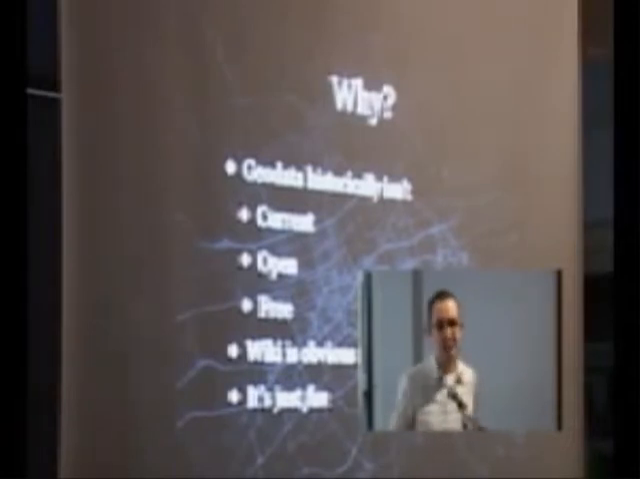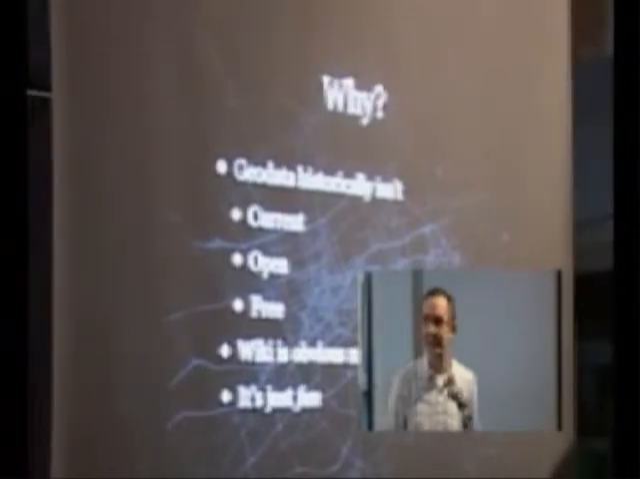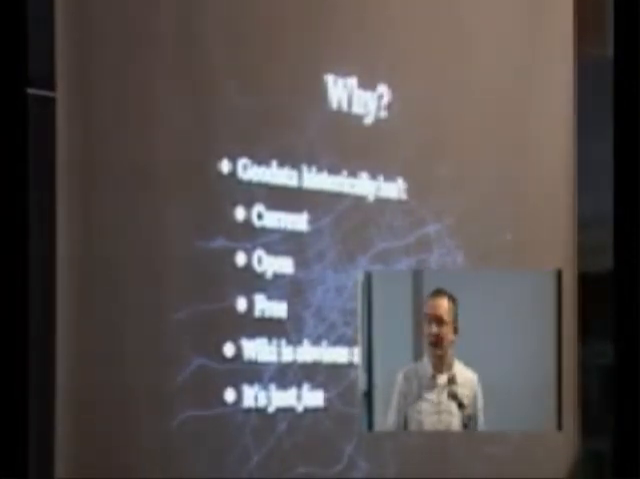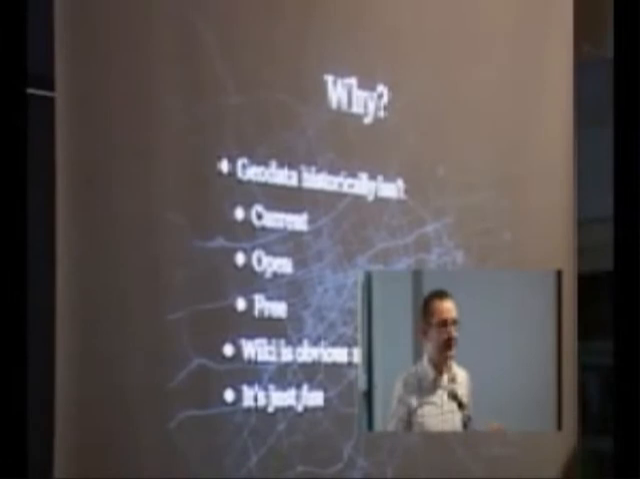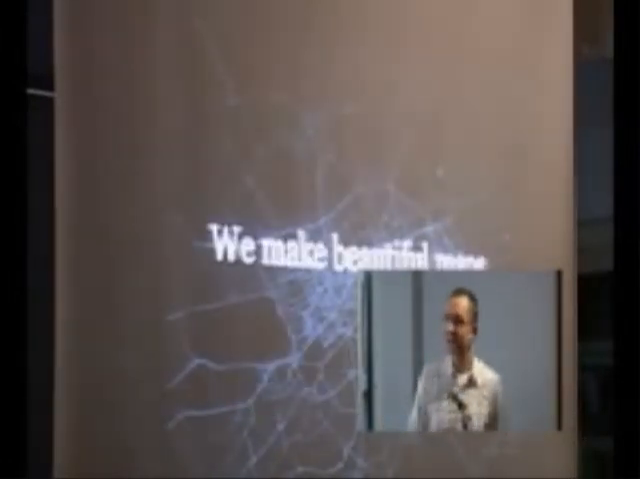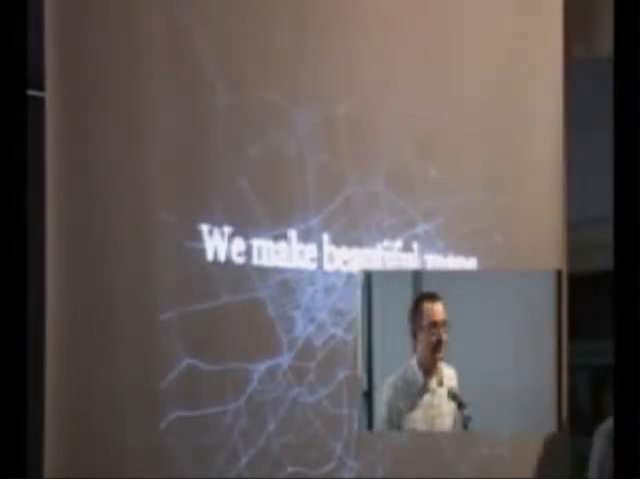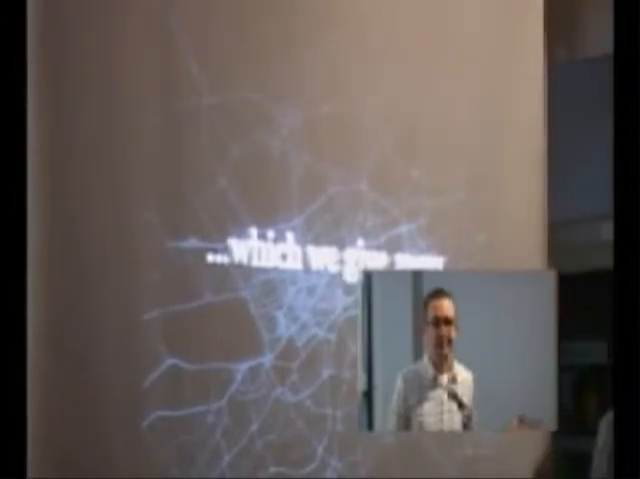So wiki is obviously the next step. Something like Wikipedia, anyone can go in, anyone can edit it. It's free, it's open, it's current, and it's just fun. Gets you out in the streets, gets you speaking to people you don't normally speak to. All of that is fun. So we, as part of the OpenStreetMap community, make beautiful maps, which we give away for free.